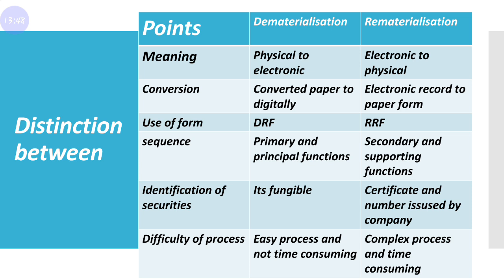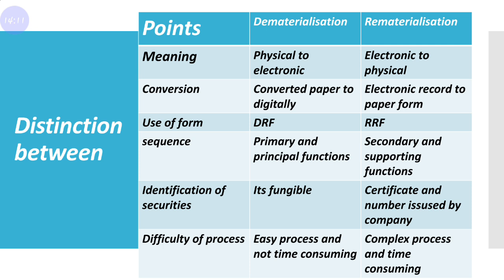Second one is the conversion. Now here the paper form of security is converted into digitally electronic held securities, where I am converting my paper into digital form. On the other hand side, the electronic records are converted into physical form security. जहाँ पे मेरे पास डिजिटली तो सब रिकॉर्ड है, पर मुझे वो फिजिकल फॉर्म में चाहिए.